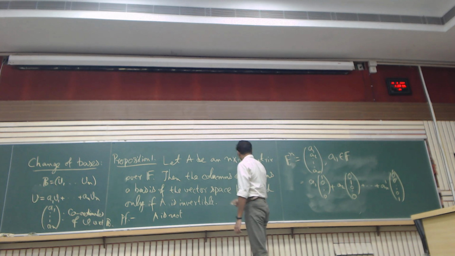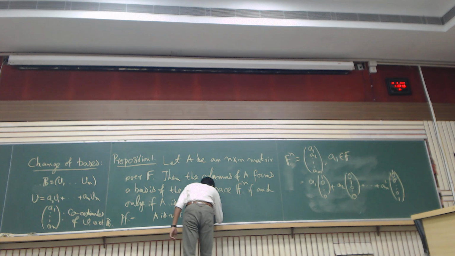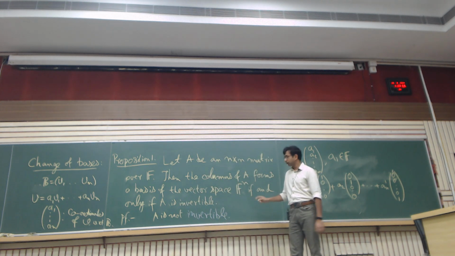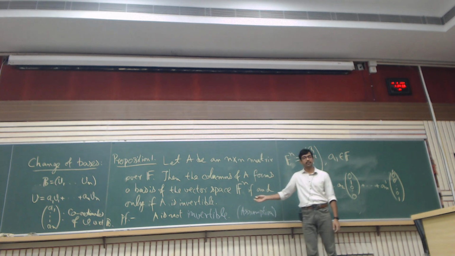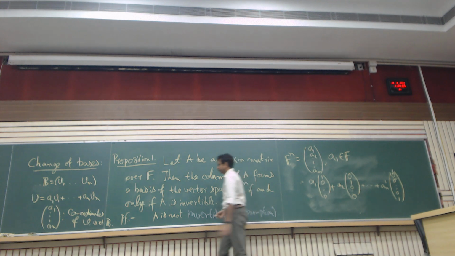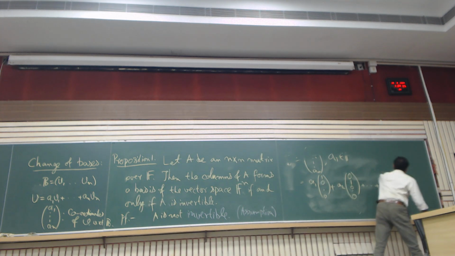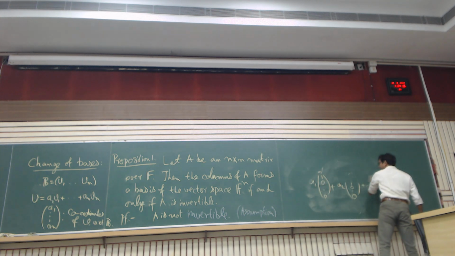So A is not invertible. We are starting with this assumption. So this is our assumption. And what we are going to do is show that the columns of A cannot form a basis. I mean, the contrapositive of the forward shift. Yes, right.